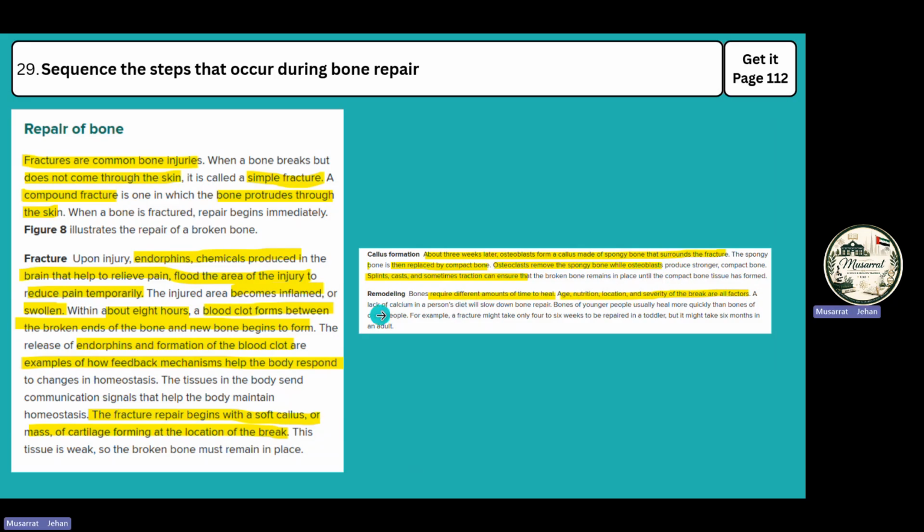After this is done, then there is remodeling. Bones require different amounts of time to heal. What are the things which the healing depends on? One is the age, nutrition, location, where it is, and how severe the break is. So this is diet. A person's diet will slow down healing. If there is no calcium in the diet, it will slow down the bone repair. Younger people heal faster than older people. So this is about the repair.